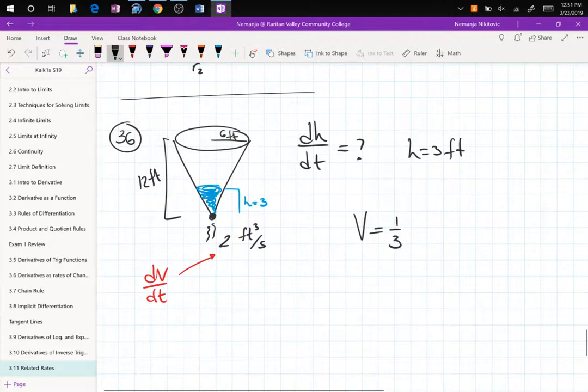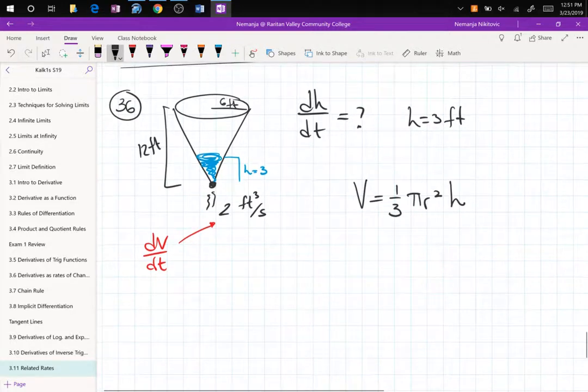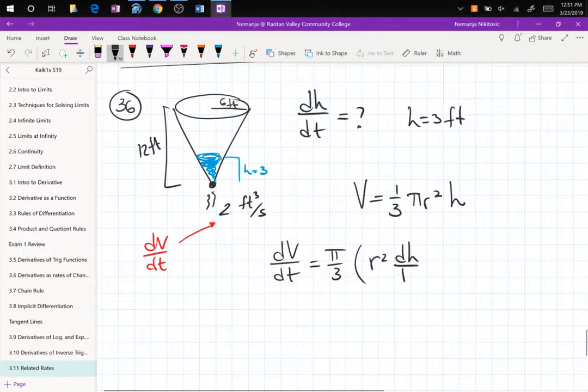Volume is 1/3 pi r squared h. So we said that the dV dt is going to be pi over 3. Copy the first one. dH dt is the derivative of the second, plus copy h. And then we have 2r dr dt.